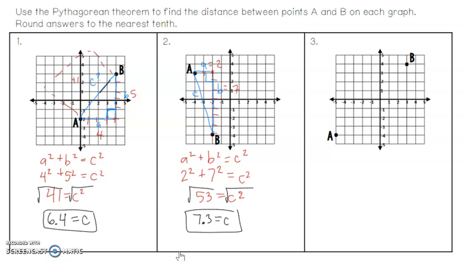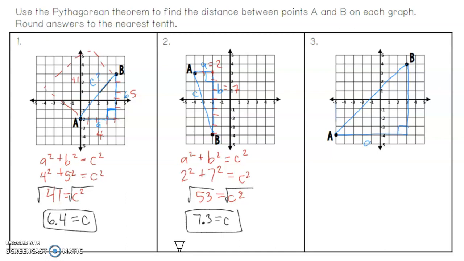Over and over, that's just what we're doing. All right, so I have A and B. Connect them. Draw your right triangle. So remember, I could go here from A over to B, or I could go up from A and over to B. Either way, we'll get the same result.